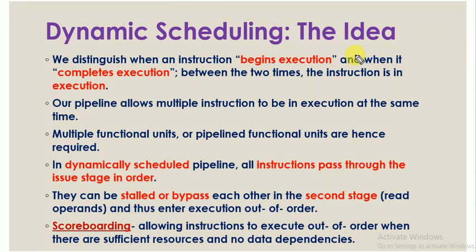Now we distinguish when an instruction begins execution and when it completes execution, and we have an execution stage. So there is begin execution, complete execution, and under execution. Execution can be further divided into these stages. Now our pipeline allows multiple instructions to be executed at the same time by using multi-cycle operations. We can have multiple functional units, or pipelined functional units, which we explained in the previous session.